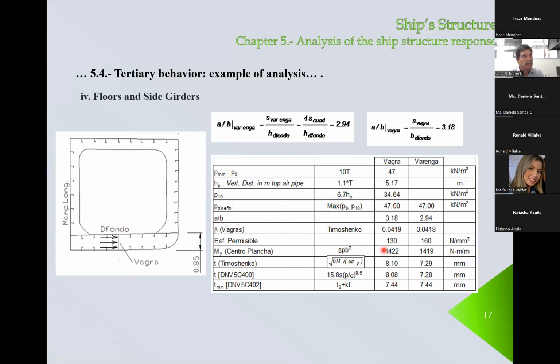And now we do a similar analysis as before. This is the calculation of the thickness according to Timoshenko. This is according to DNV. And again, they apply this formulation. This is for the common limit state. And this is for the accidental limit state. So in this case, you see that this is the value that we have to consider. This one here, because it's larger.